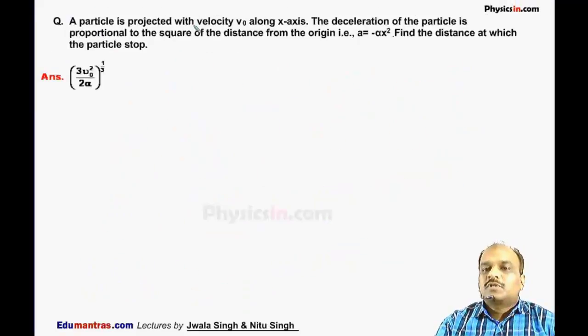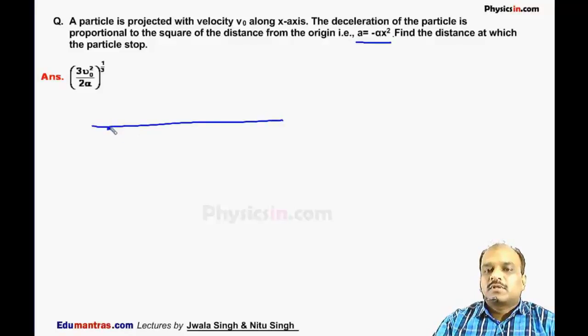A particle is projected with speed v naught along x-axis. The deceleration of the particle is proportional to the square of the distance from the origin. Find the distance at which the particle stops. Now let's assume the particle is projected along x-axis with some speed v0. This is the first question of variable acceleration.